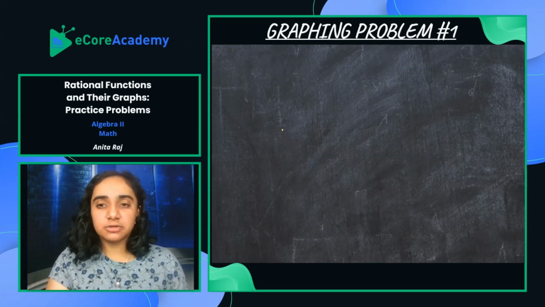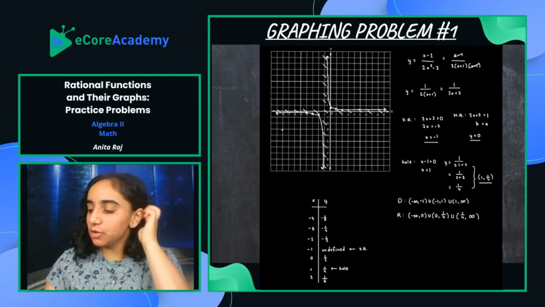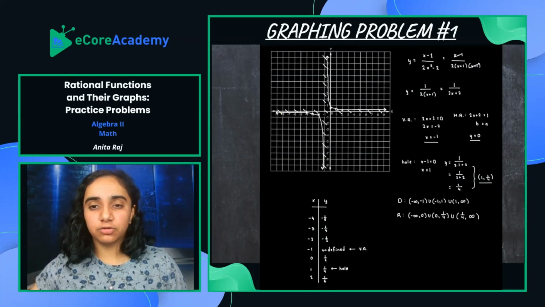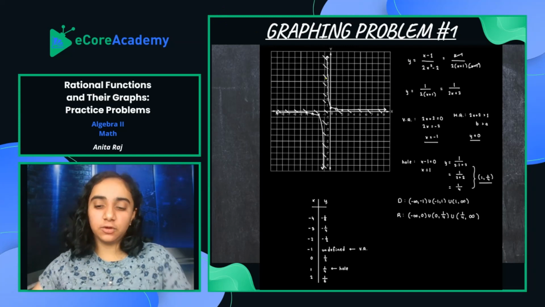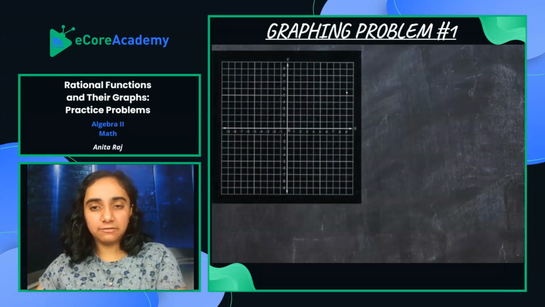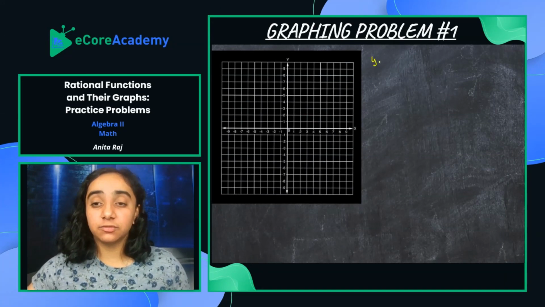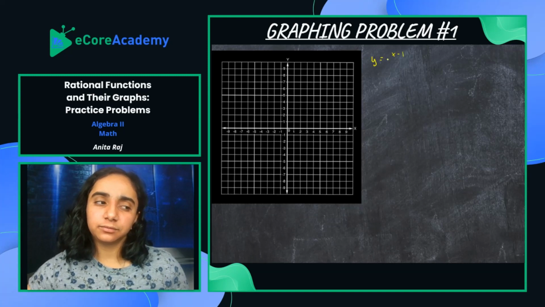So here's your solution already pre-written. I know it's kind of small, but I'm going to go through it again with you. So we're going to go through and graph this and then show all of our work. So I'm going to pull up a graph for myself. I'm going to rewrite the equation that we're going to be working with. So y equals x minus 1 over 2x squared minus 2.